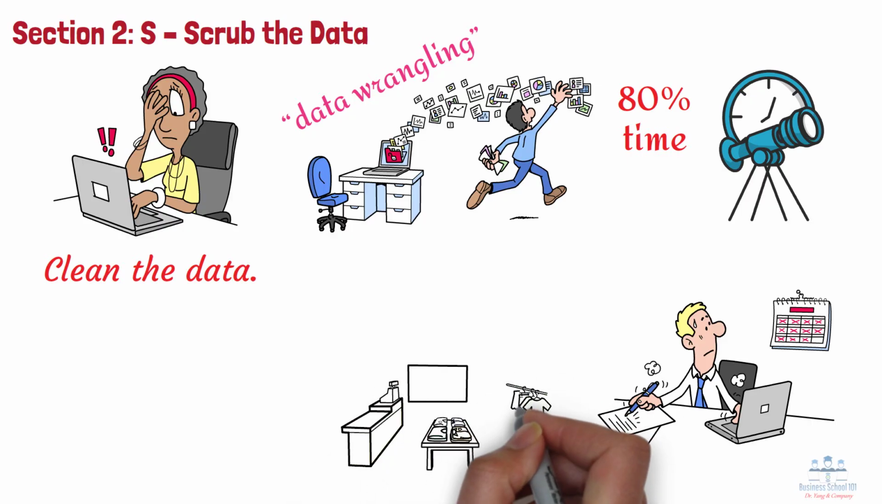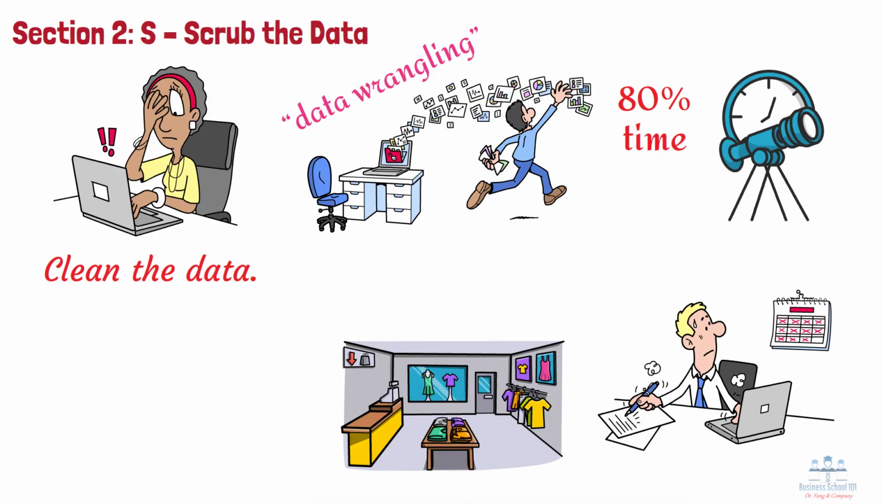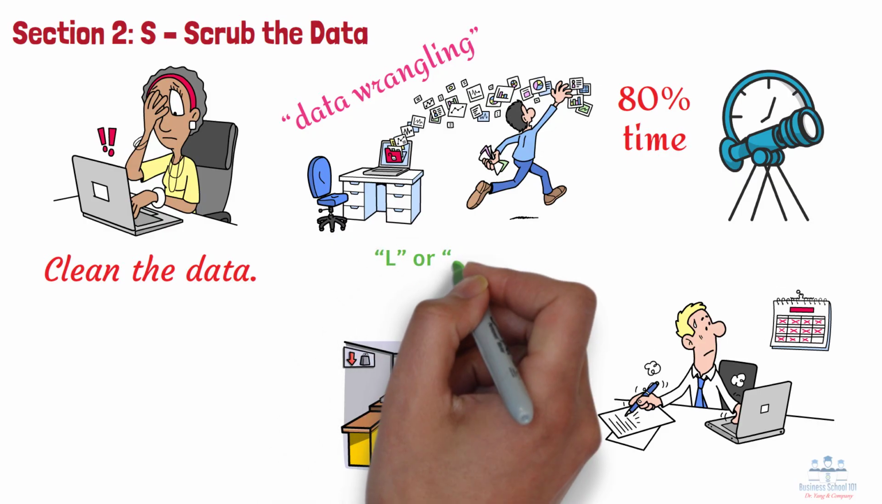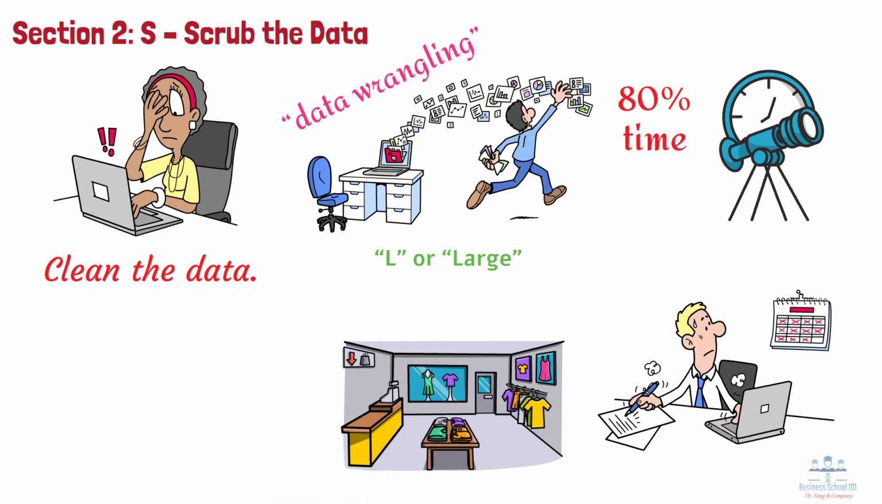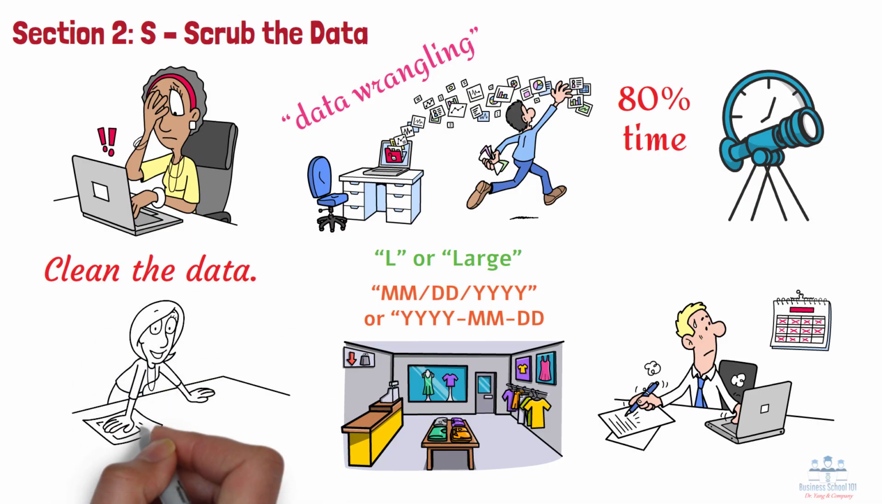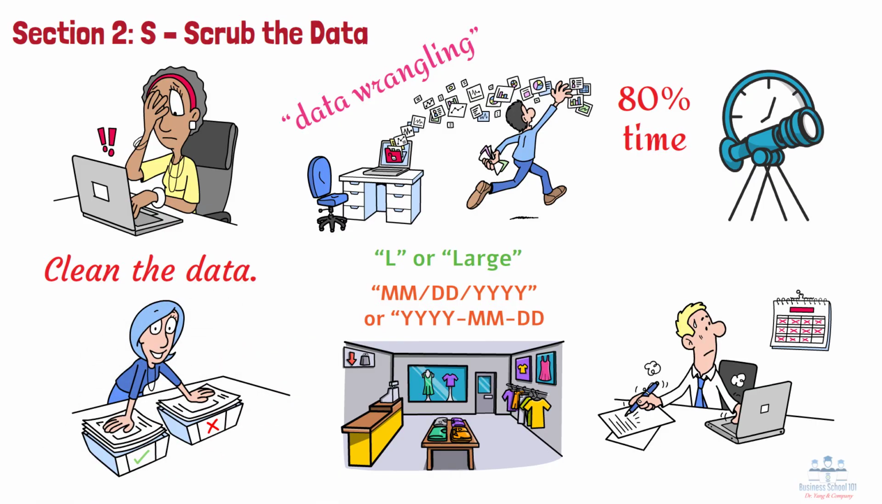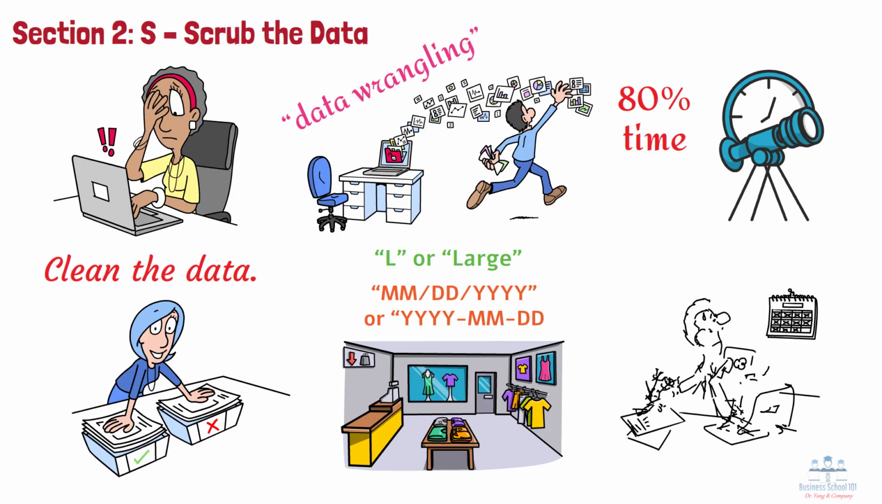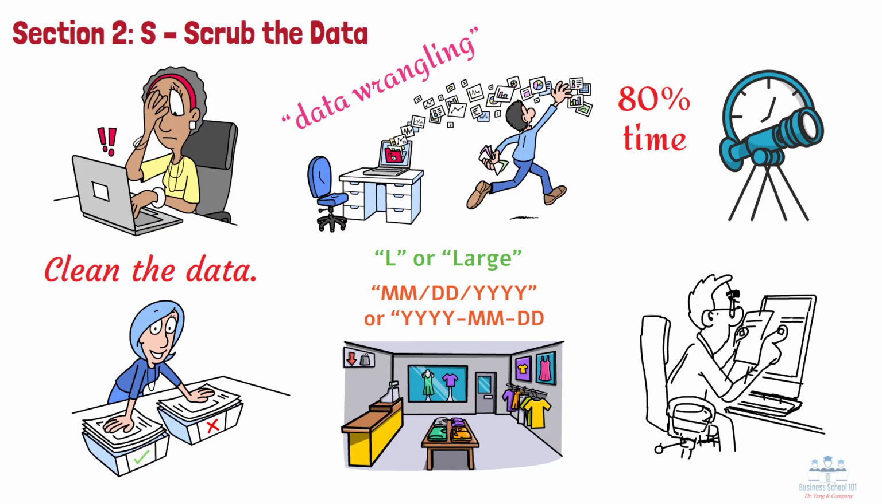For example, an online clothing store might find that some entries list sizes as L, others as large, and some in numerical equivalents. Similarly, dates might be recorded in multiple formats. Cleaning involves standardizing these entries, fixing typos, removing irrelevant records, and dealing with missing information, for instance, estimating a customer's age if their birth year is missing but other clues exist.